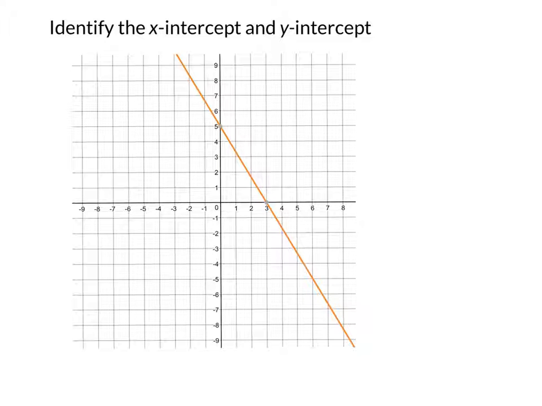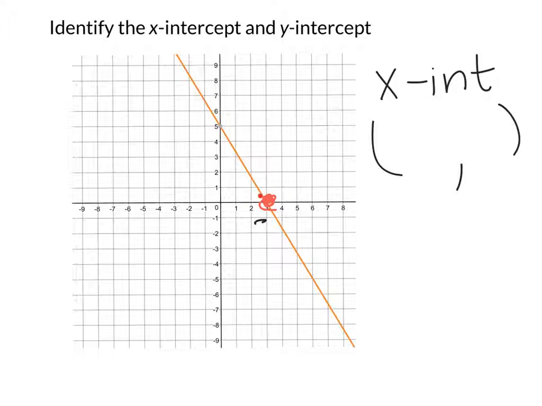Let's start with an example where we are looking at the graph of a line and we're going to identify its x-intercept and its y-intercept. We'll start with the x-intercept. That would be the point where the line crosses the x-axis, so that would be this point right here, and we're going to identify the coordinates of that point. Notice, if you're on the x-axis, every point on the x-axis has a y value of 0. And you can see here that our x value is 3, so the coordinates of the x-intercept would be the point (3, 0).